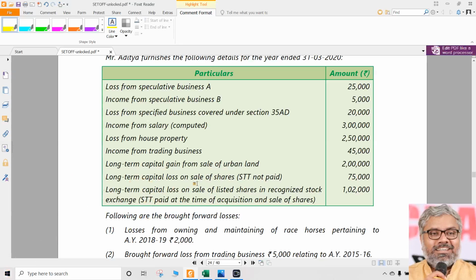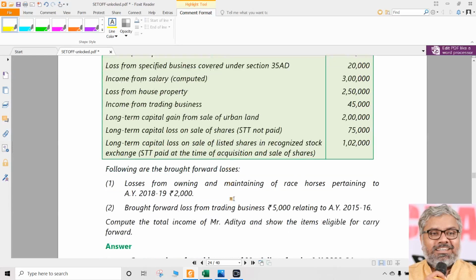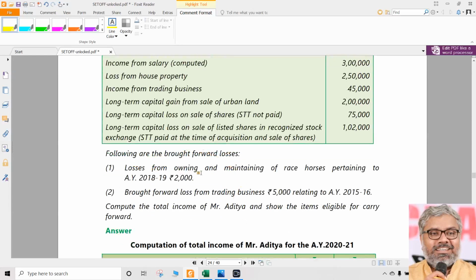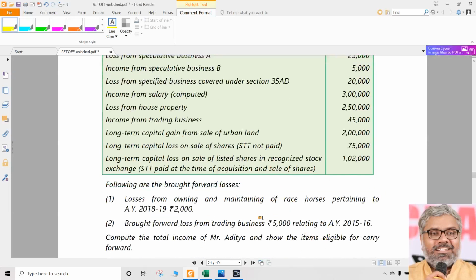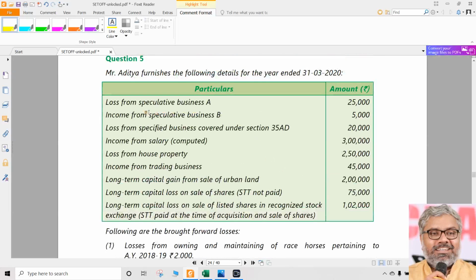Then there is a long-term capital loss. Loss we will come back to later. Then another long-term capital loss, we will come back to it later. Now there are other things also, brought forward losses. That's it. Positive item wise, these are the only positive items we have. Now we can come one by one to the current losses. Then only we can go to the brought forward losses later. So let us take one by one.